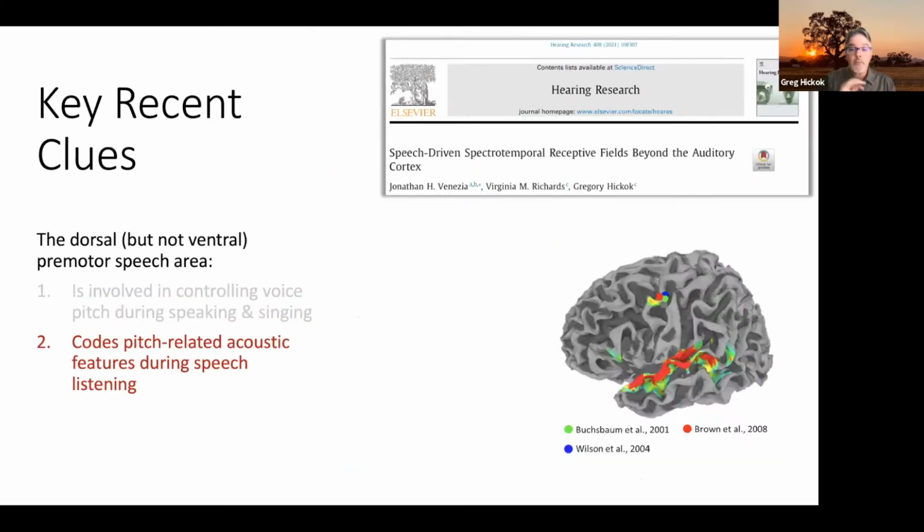Turning now to a completely different study, this is the one that I hinted at previously by John Venezia, where again, he was interested in mapping spectrotemporal receptive fields in auditory cortex, and we had noticed this dorsal premotor area that also seemed quite mappable. And that's shown here, along with some points where we get auditory motor responses to speech. This is one of our studies. This is Stephen Wilson's study.